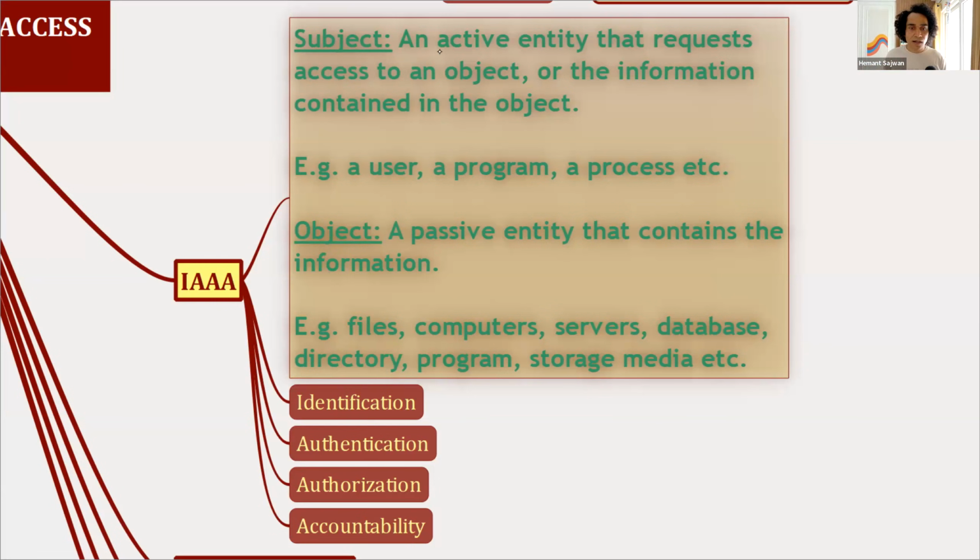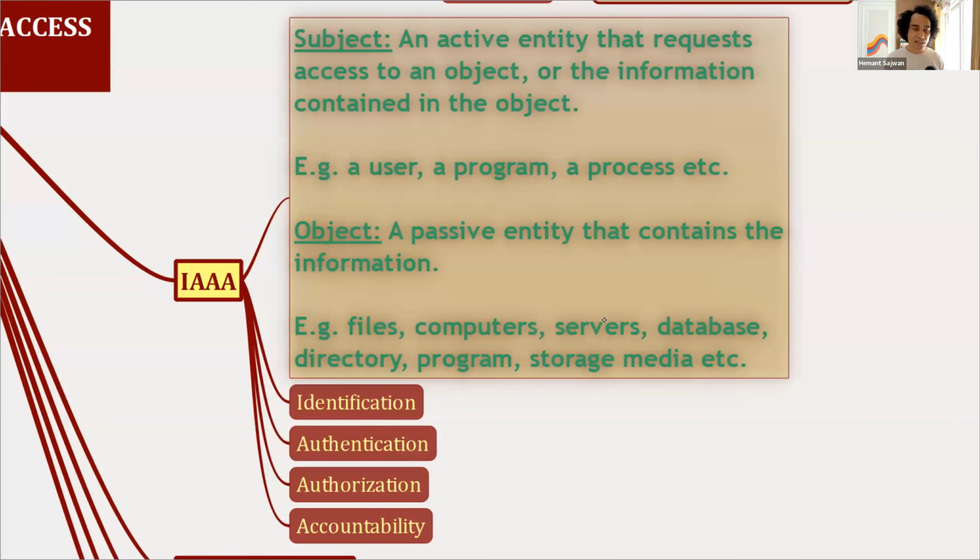Okay. So it says here, a subject is an active entity that requests access to an object or the information contained in the object. For example, a user, a program, or a process, etc. That is a subject. Then we have an object. Object is a passive entity that is being accessed. That is what an object is. For example, if a user is trying to access a database server, then database server will be the object here. Similarly, if a program is trying to access a web server, then the web server will be an object and the program will be a subject. So it says here a passive entity that contains the information. For example, files, computers, servers, database, directory, program, storage media, etc. They are objects. So that is subject and object.